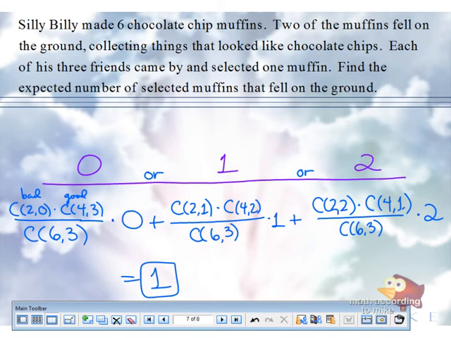You should get 1. So that says, out of the 3 friends who take a muffin, you should expect 1 of them to be a bad muffin. Awesome.